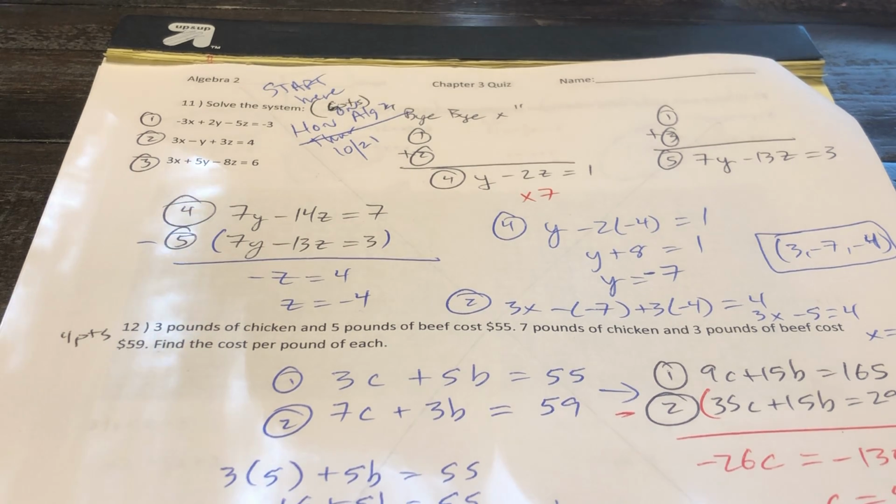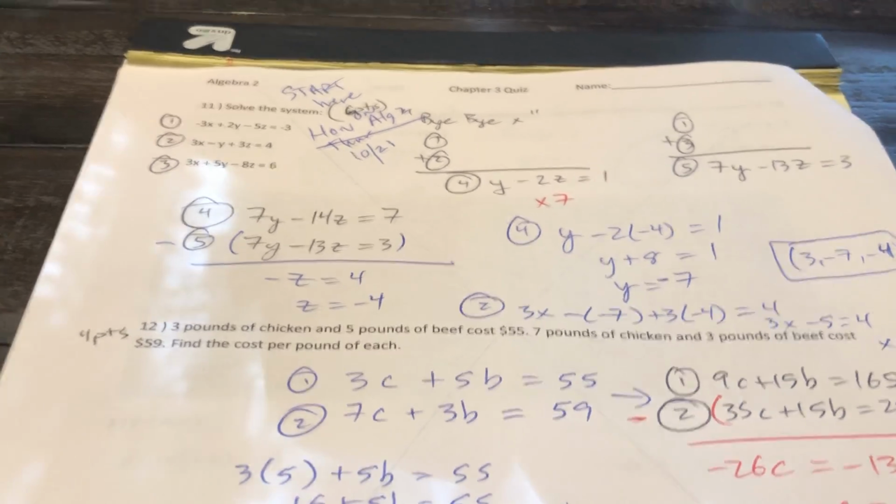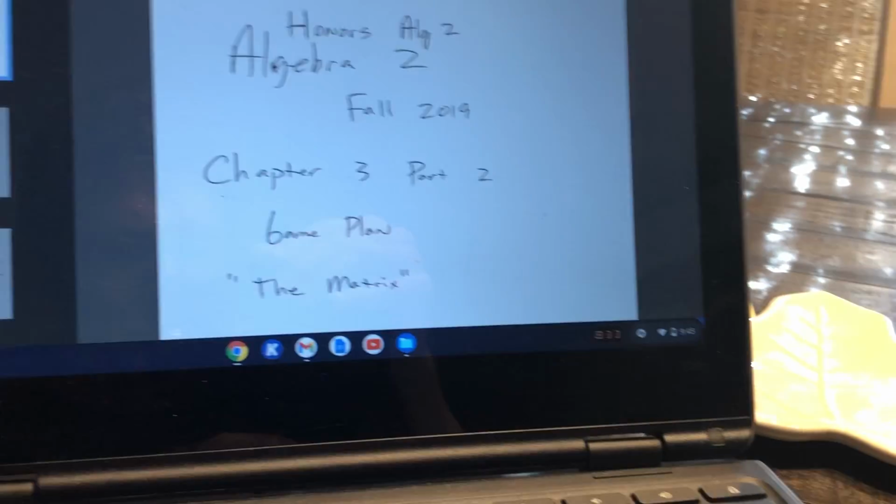Obviously, the Chapter 3 Part 1 game plan is going to be due the next day, most likely, or Wednesday. I forget when I put it. Chapter 3 Part 2 game plan is going to be due. And you're going to be like, what? You've not talked about it. You're right. That's what we're doing next week.